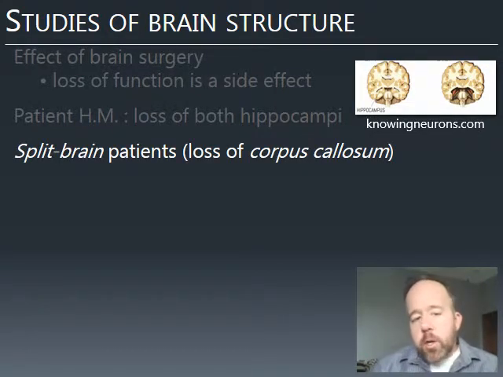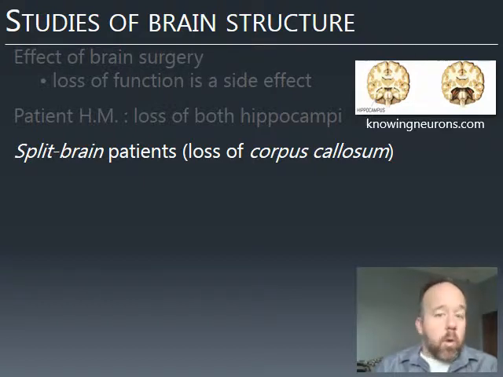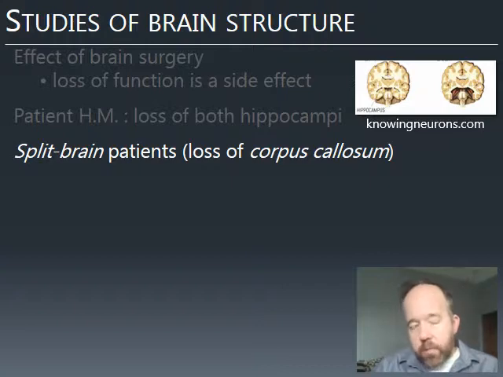Also, there are a collection of patients known as split brain patients. And these are patients that, in order to alleviate seizures, have had their corpus callosum cut or removed. The corpus callosum is the white matter, the axons that travel from one hemisphere to the other. It's how the two hemispheres of the brain interact with one another. It's how they communicate. It's how information is transferred from one half of the brain to the other half.